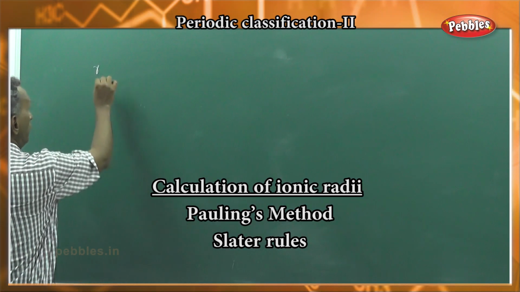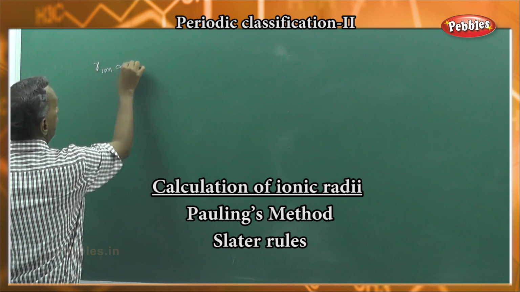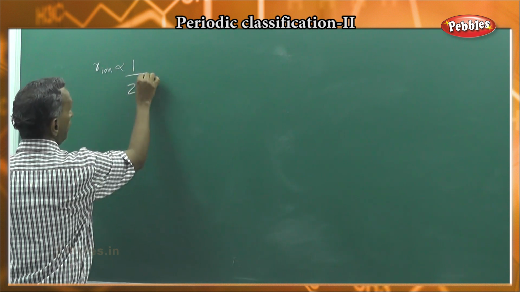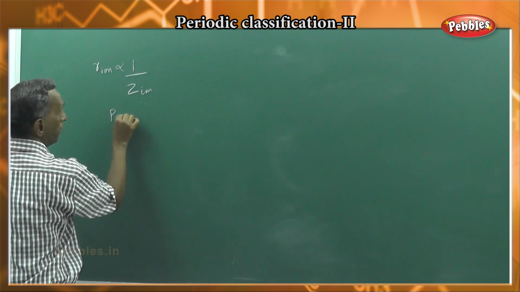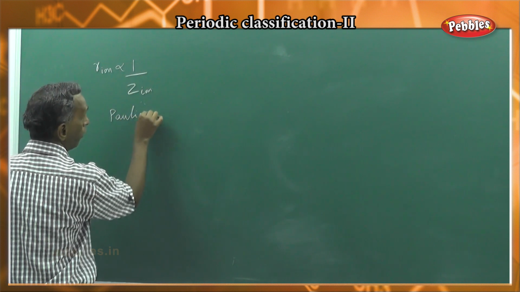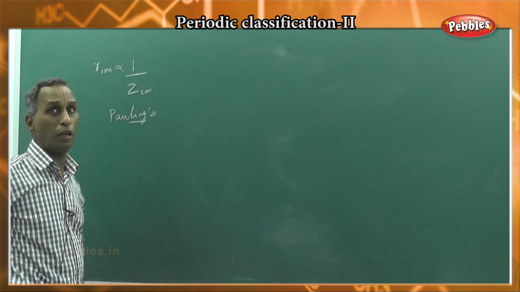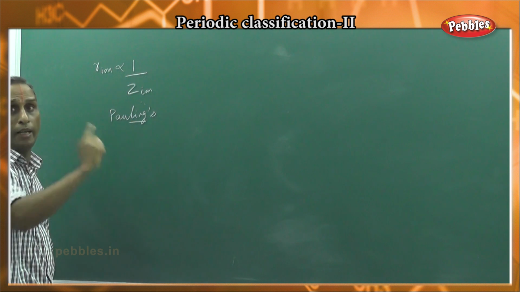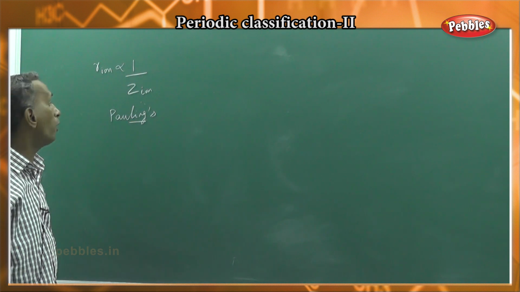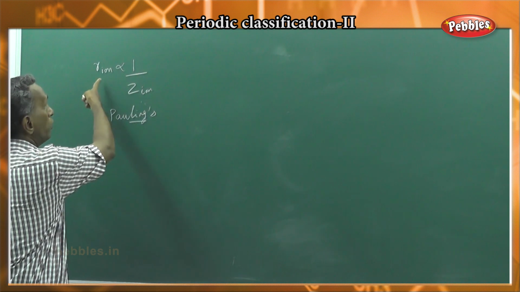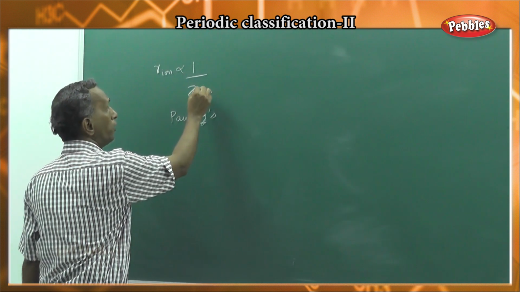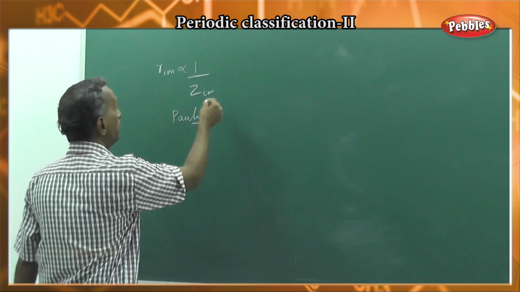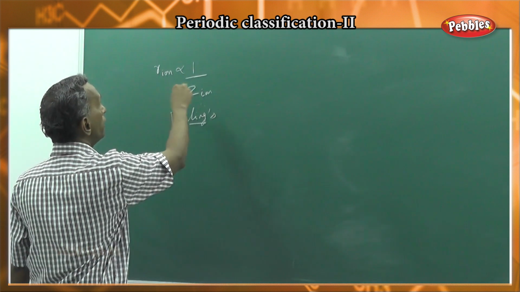We have seen that the radius of an ion is inversely related to the charge on the particular ion. This is based on the method called Pauling's method for ionic radii. The essential concept to be noted is that the radius of a particular ion is inversely related to the charge on the ion. The charge on the ion is represented as Zi.